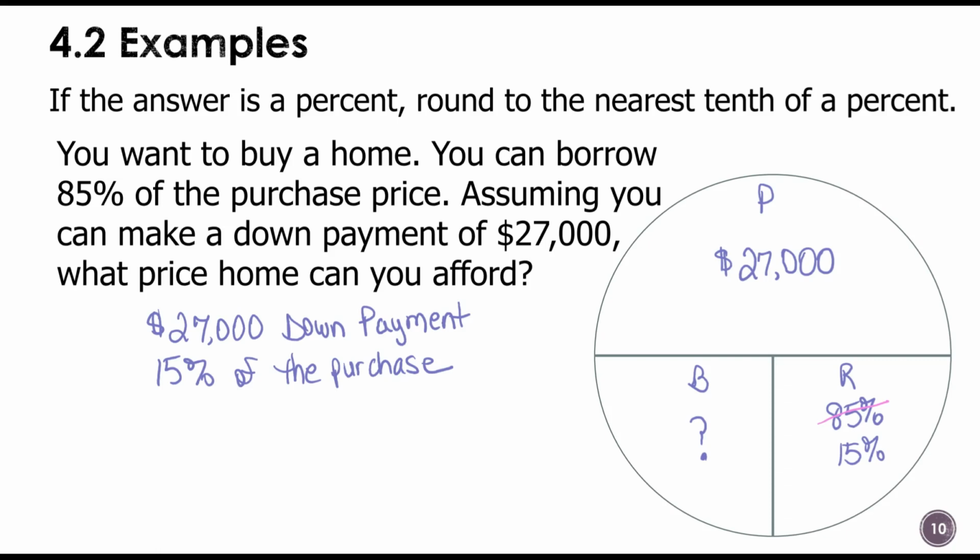So when we take the 27,000 and divide it by 0.15, remember I have to write this in decimal form for my division or multiplication, and so I end up with this amount, 180,000. So if you take 180,000 and multiply it by 0.15, you'll get 27,000, and 85% of that would be the amount I can borrow. But 180,000 is the price of the home. If that makes sense, hopefully. Okay.